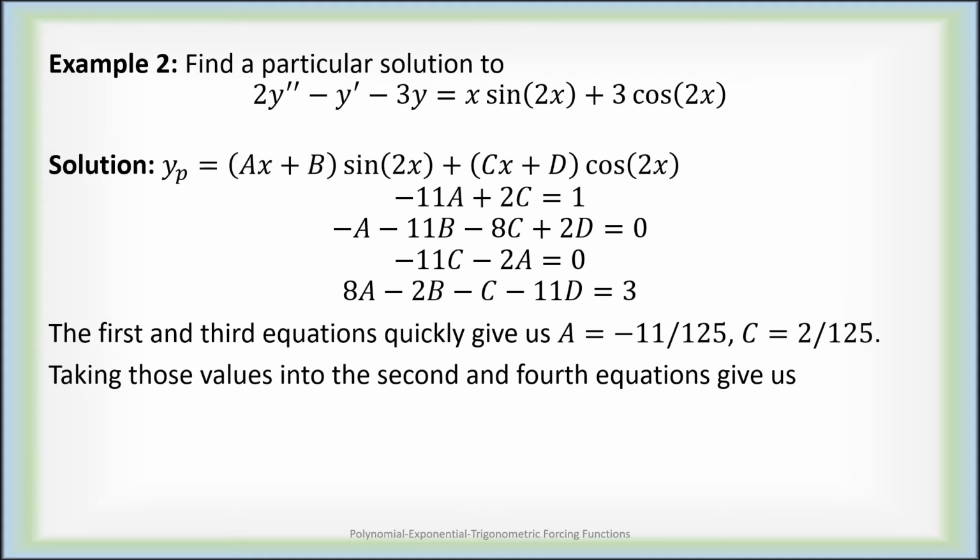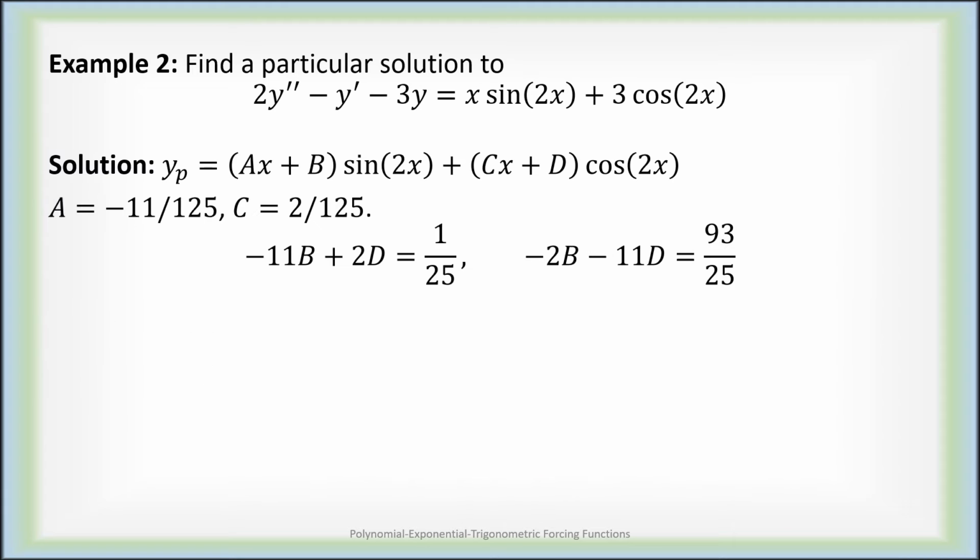Once you take those values and put them into the second and fourth equations, you'll get this. So this is what you get when you take the second and fourth equations up here and plug in a is negative 11 over 125 and c is positive 2 over 125. You'll get these two equations right there. So in our proposed solution, we've determined that a had better be negative 11 over 125, c had better be 2 over 125, and then we have 2 more equations to solve.